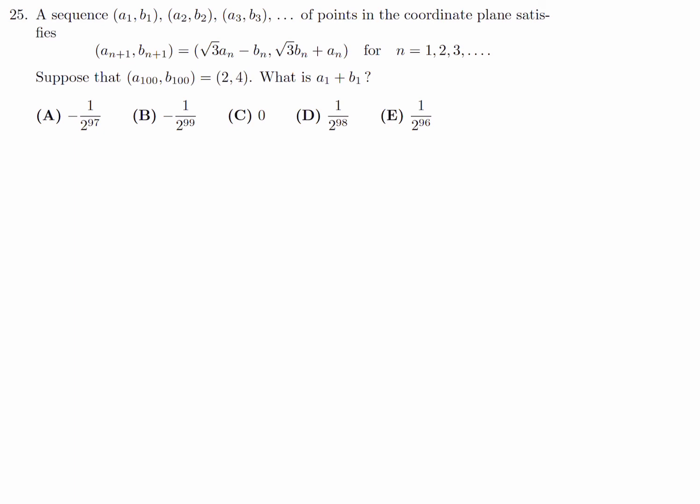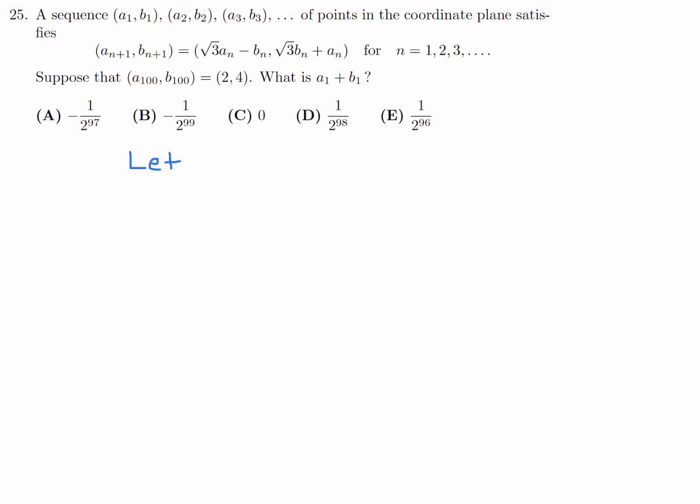A sequence (a1, b1), (a2, b2), (a3, b3), ... of points in the coordinate plane satisfies (a_{n+1}, b_{n+1}) equals (root 3 a_n minus b_n, root 3 b_n plus a_n) for n equals 1, 2, 3, and so on. Suppose that (a100, b100) is (2, 4). What is a1 plus b1?